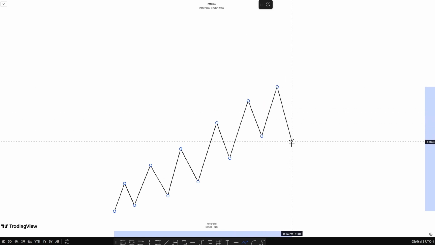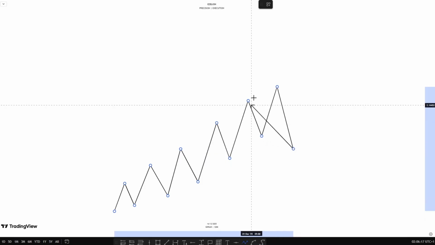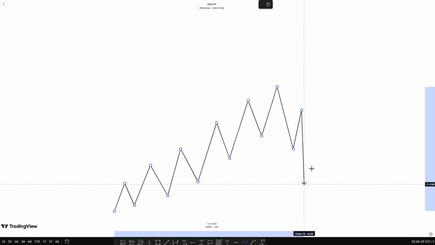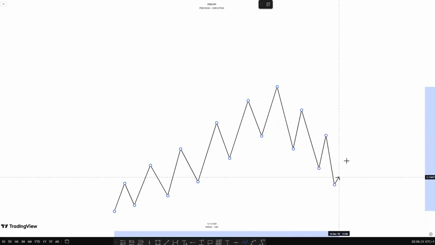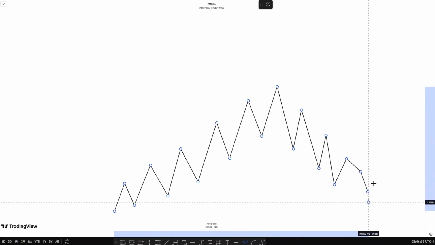Now finally, what do we have here? Wow, this is now a market structure shift. It has broken the last higher low in an uptrend. And finally, what do we have here? We have a market structure shift, right? And price will shift and start trending in the opposite direction.